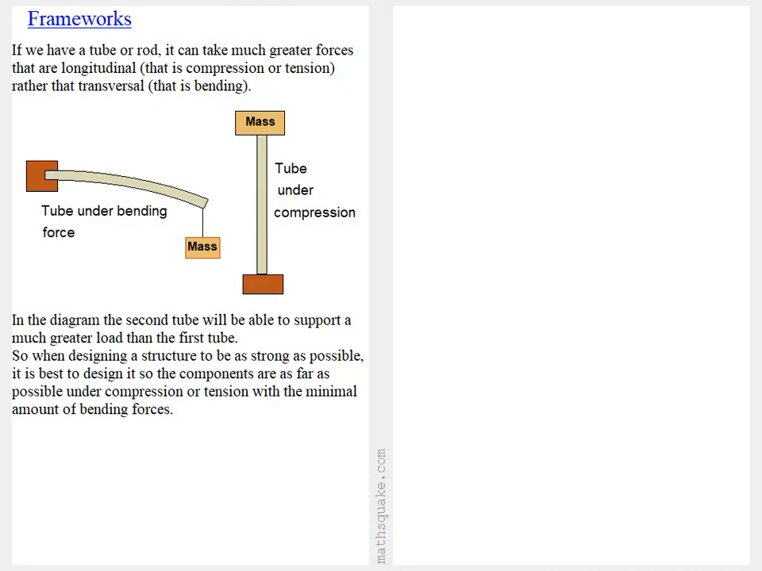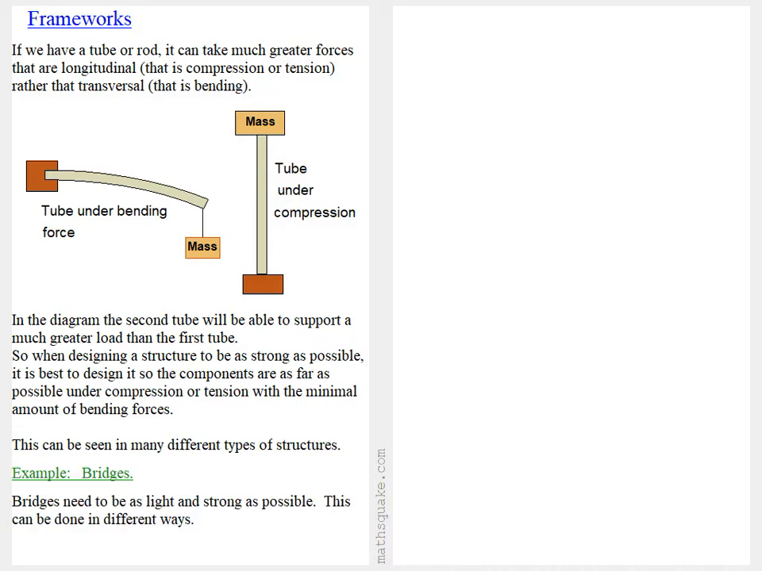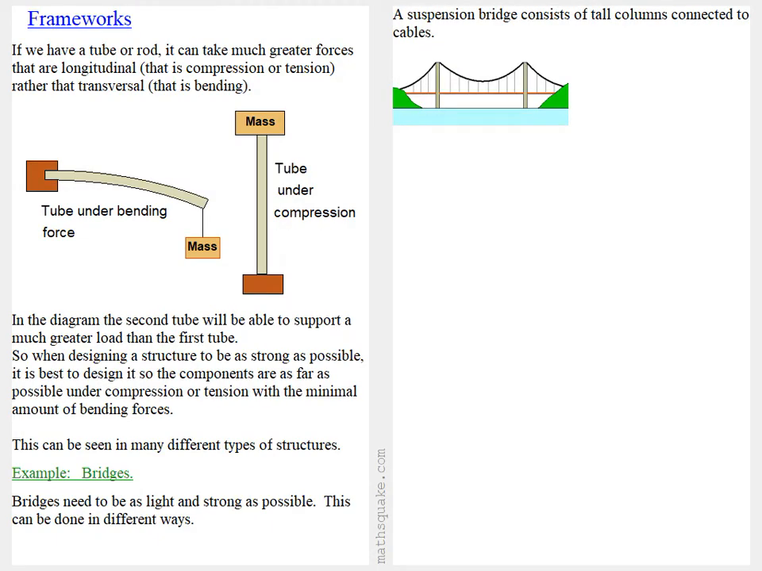So, when designing a structure to be as strong as possible, it's best to design it so that its components are, as far as possible, under compression or tension with minimal amounts of bending forces. Now, this can be seen in many different types of structures. For example, bridges need to be as light and strong as possible, and this can be done in different ways. A very common method is the suspension bridge.